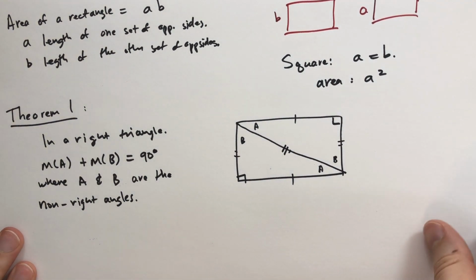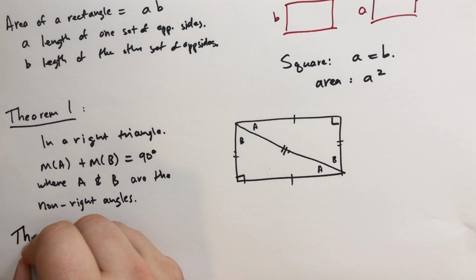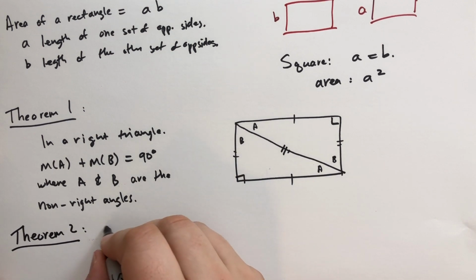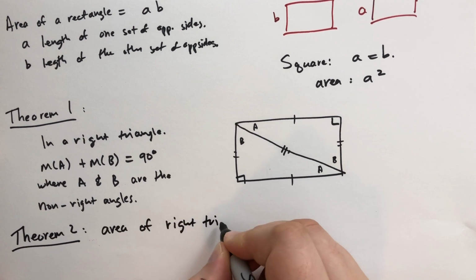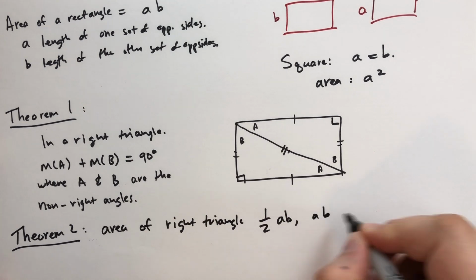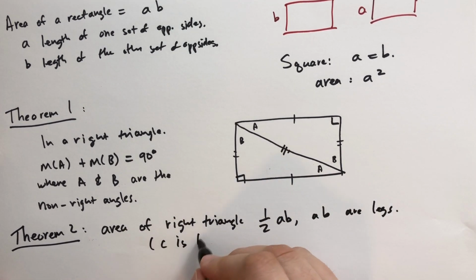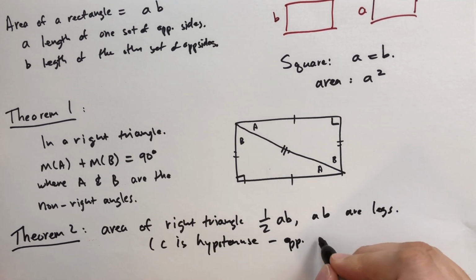Theorem 2. Let's actually do theorem 2 on the same page here because it's going to use the same picture. Theorem 2 says, and he's not assuming this, he's going to prove it to you, the area of a right triangle is 1/2 AB, where A and B are the legs. Okay, and the C is the hypotenuse. It's opposite the right angle.